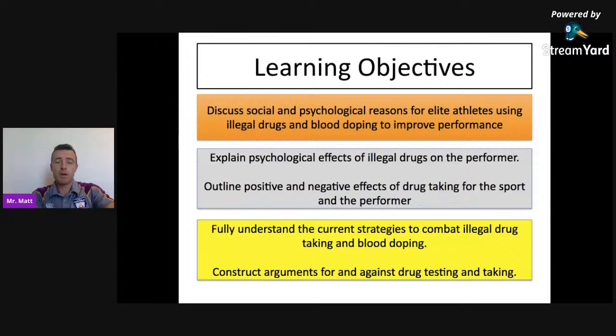And then we will be debating about whether athletes should be able to take performance-enhancing drugs or not, and we will also be looking at the strategies and who is trying to prevent athletes from taking performance-enhancing drugs. So we'll get straight to it.